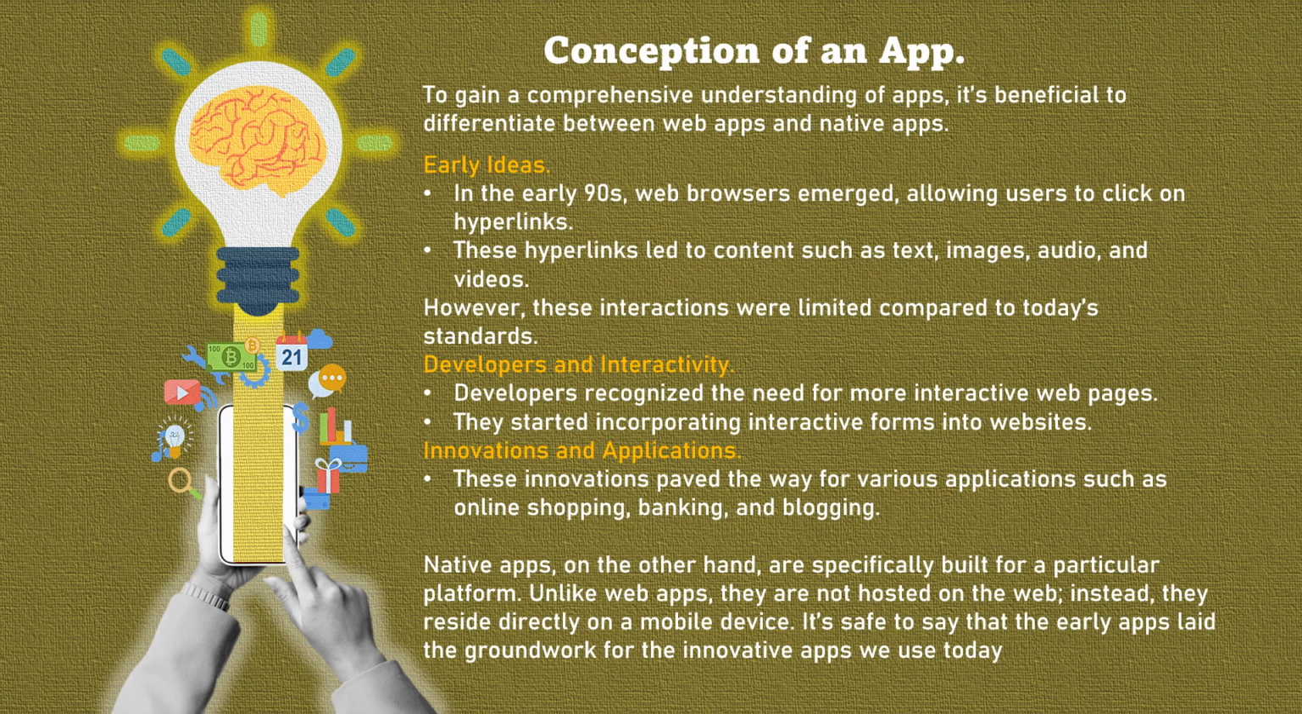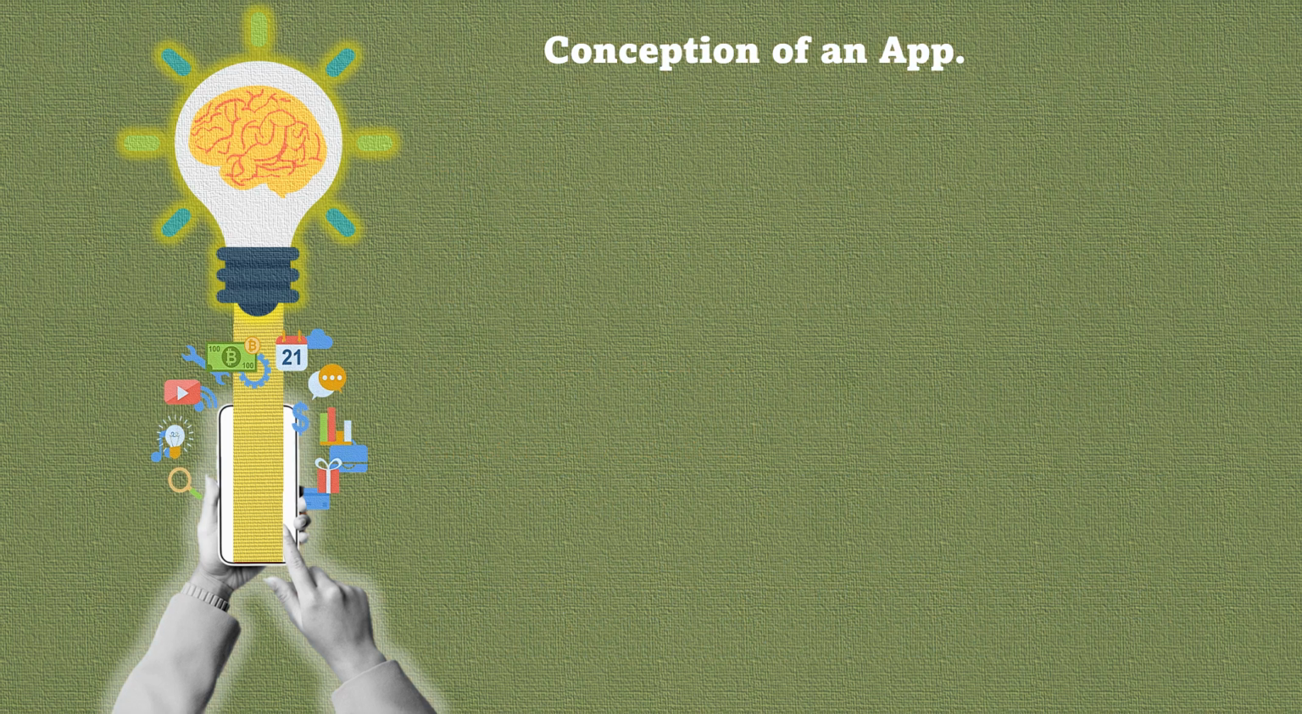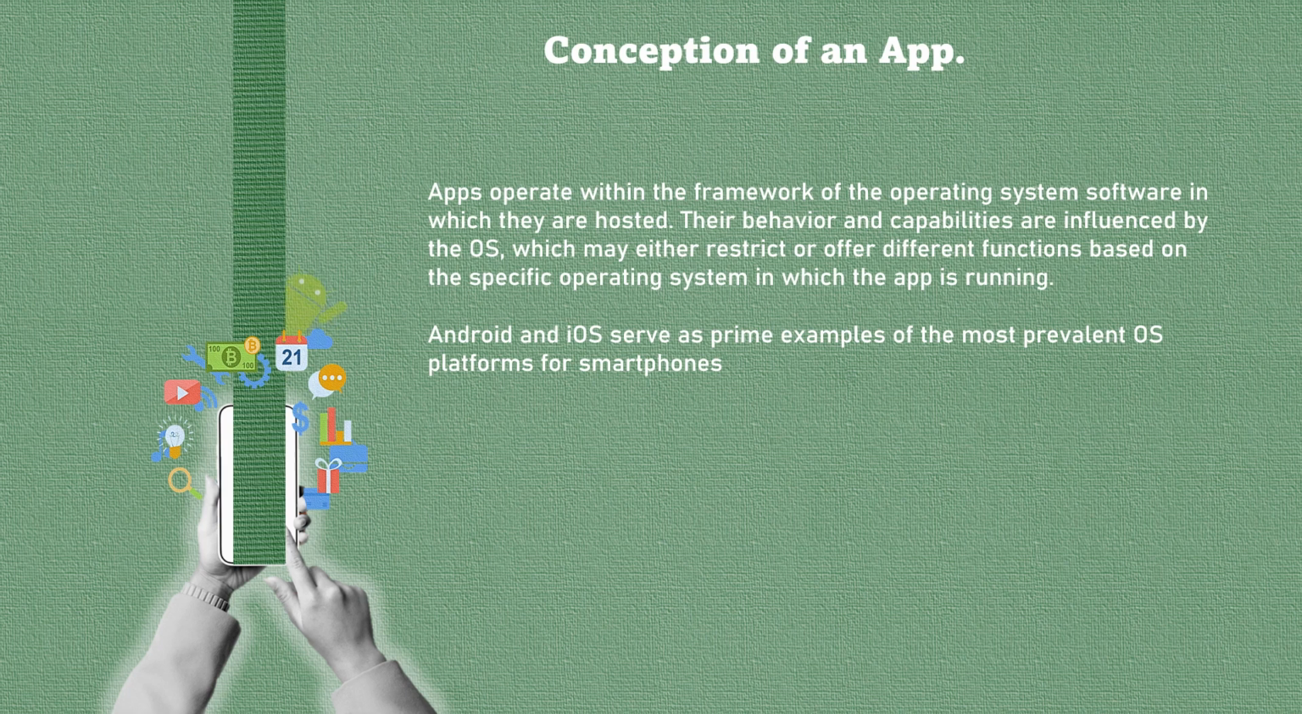Native apps, on the other hand, are specifically built for a particular platform. Unlike web apps, they are not hosted on the web. Instead, they reside directly on a mobile device. Apps operate within the framework of the operating system software in which they are hosted. Their behavior and capabilities are influenced by the OS, which might either restrict or offer different functions based on the specific operating system in which the app is running. Android and iOS serve as a prime example of the most prevalent OS platforms for smartphones.